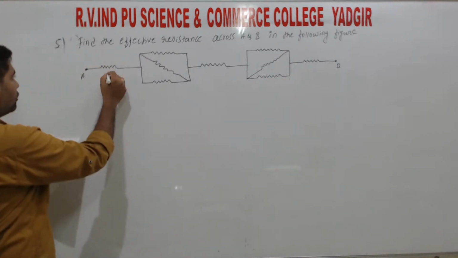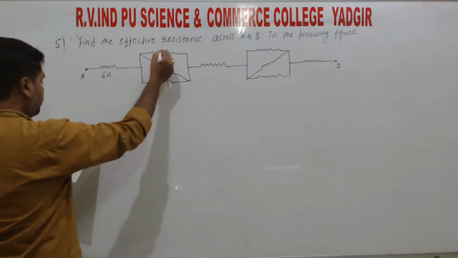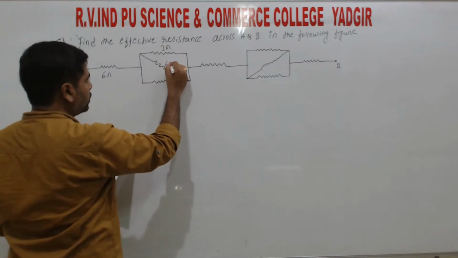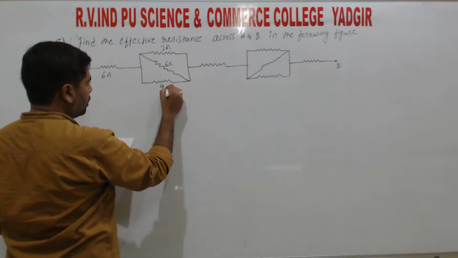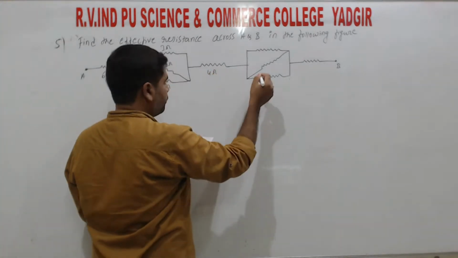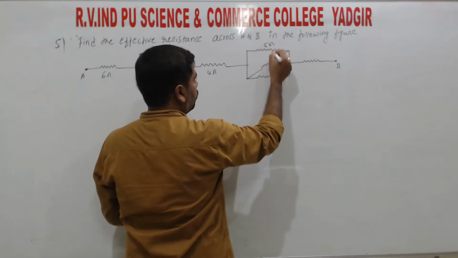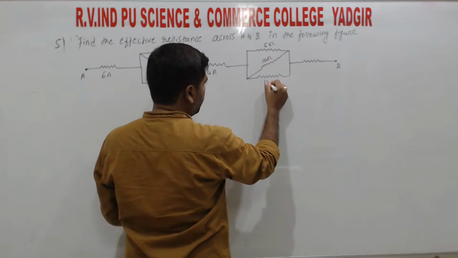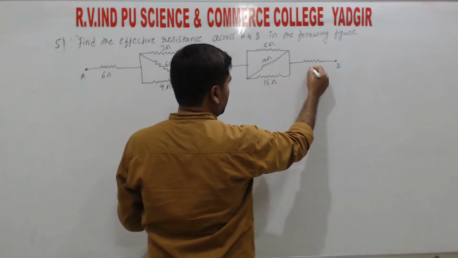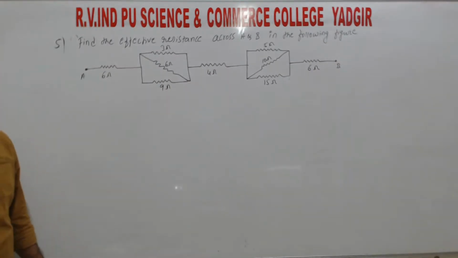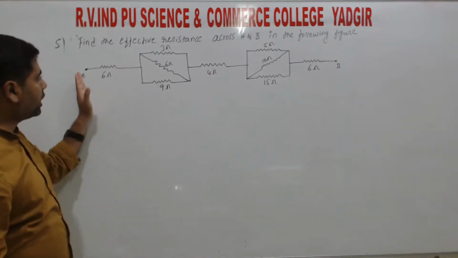So the given values are 6 ohm, here 3 ohm, 6 ohm, 9 ohm, 4 ohm, 5 ohm, 10 ohm, 15 ohm, and again here 6 ohm, right? So this is the given circuit. So here we need to find the equivalent resistance.